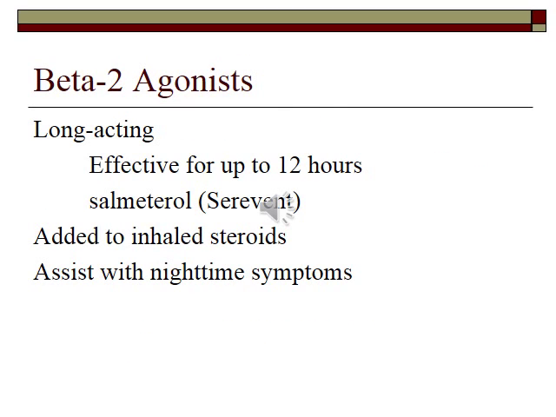Now your long-acting beta-2 agonists are effective for up to 12 hours. Salmeterol, or Serevent, is an example of a long-acting beta-2 agonist. A lot of times these will be added to an inhaled steroid. We're going to talk about the role of steroids in treating asthma. The other advantage you get with the long-acting is they can help with nighttime symptoms. Some individuals with asthma will suffer from significant nighttime symptoms, and the long-acting beta-2 agonists can assist with this.